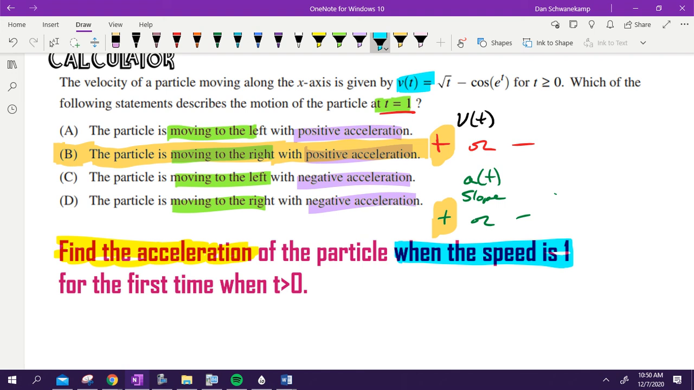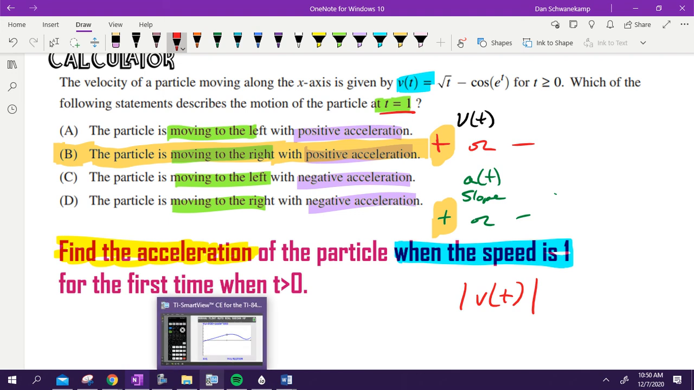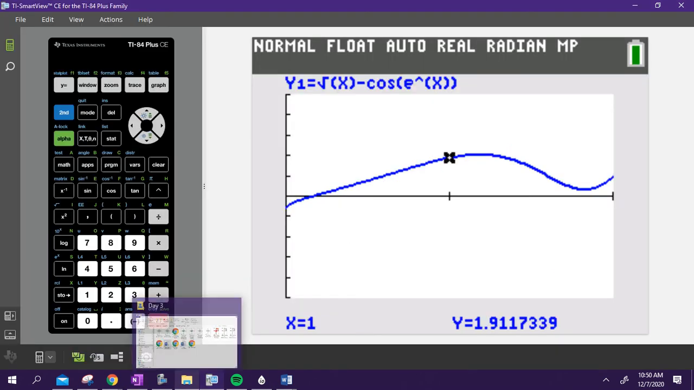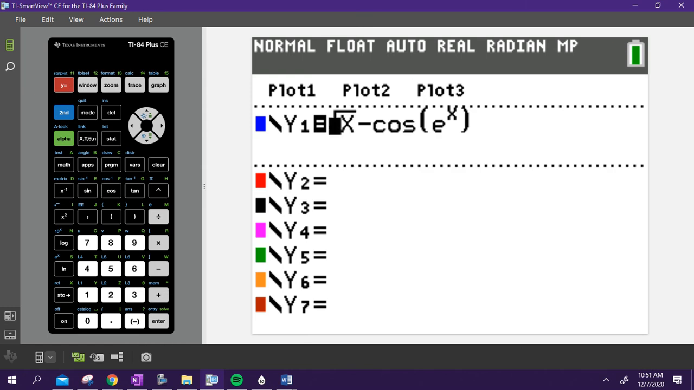Absolute value of velocity is speed. Remember we talked about that on Friday? The absolute value of velocity is speed. So if I want the speed to be 1, what does that tell me about velocity? It could be 1, or it could be negative 1. That's what speed means. It could be positive or negative 1.